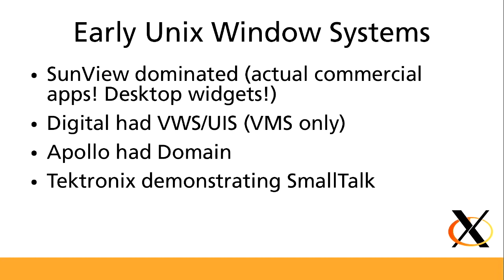Digital had VWS and UIS, which only ran on VMS. This is their VAX window system, and I don't even remember what UIS stood for. I can't even backronym it today. I apologize. Apollo was a Unix-like workstation. It wasn't actually running a BSD derivative, as far as I know. It had its own crazy kind of network distributed stuff called Domain, and that included a window system. Apollo also had the distinction of having the only planar display in the industry, which meant that if you had an 8-bit frame buffer on Apollo, you actually had eight 1-bit frame buffers. To draw a line on the Apollo meant drawing a line in every single frame buffer separately. So it was really cool to watch it draw, because you'd see the colors slowly migrate from one color to the next as it drew in successive planes of the frame buffer. That was great.